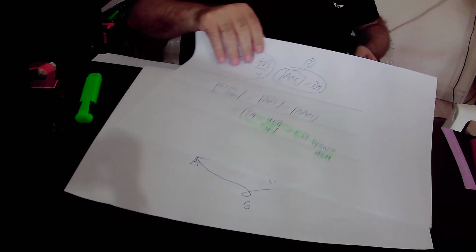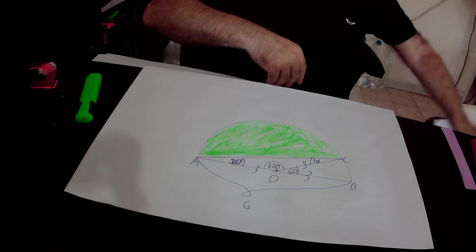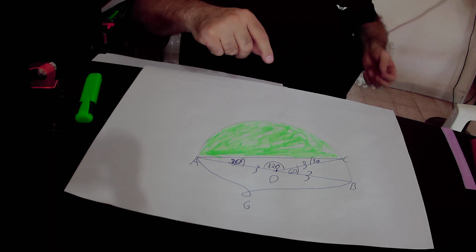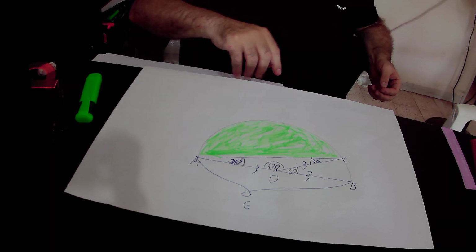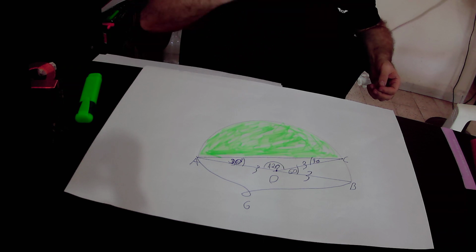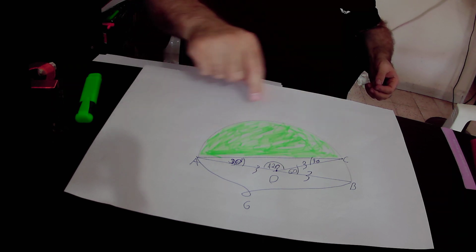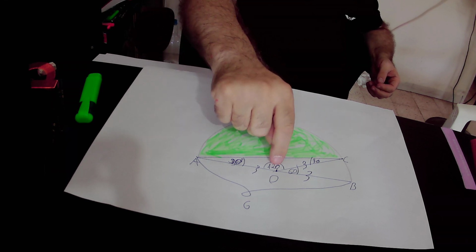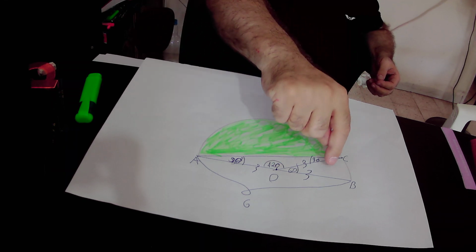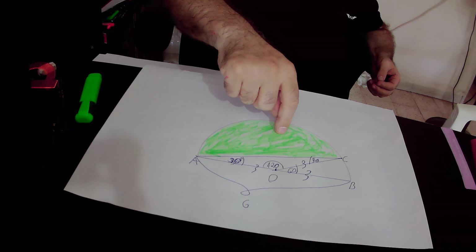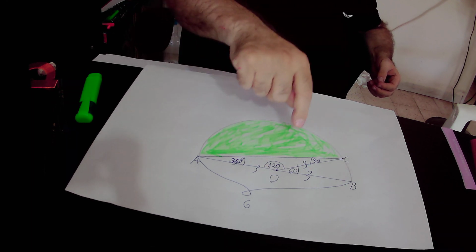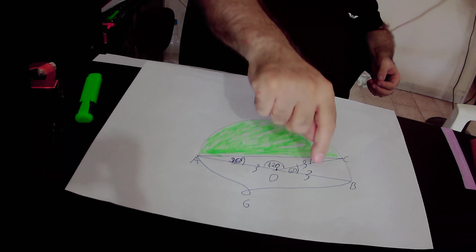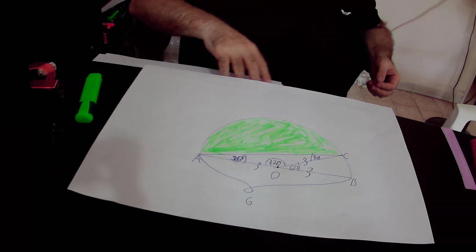We finished with the first method, then I presented to you how to find out the area of this green shape according to the second method. According to the second method, the area of this green shape equals the area of the semicircle minus the area of triangle AOC minus the area of sector COB.